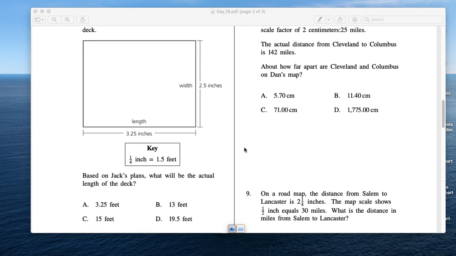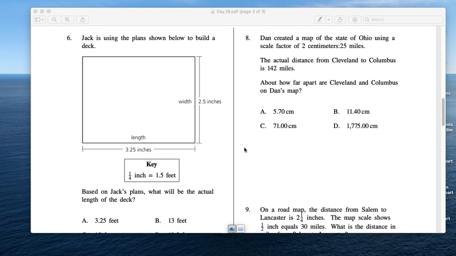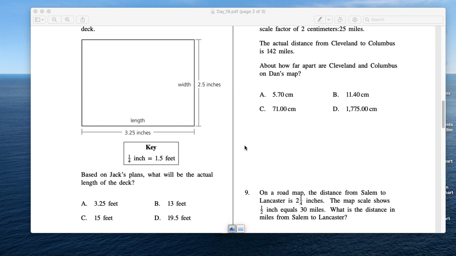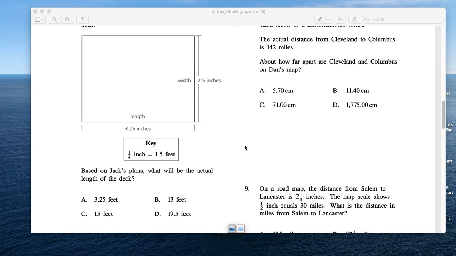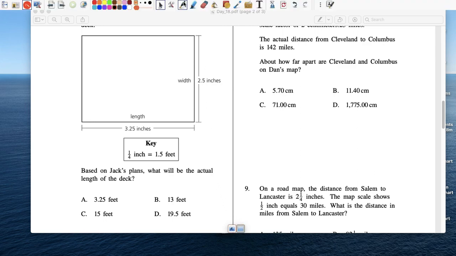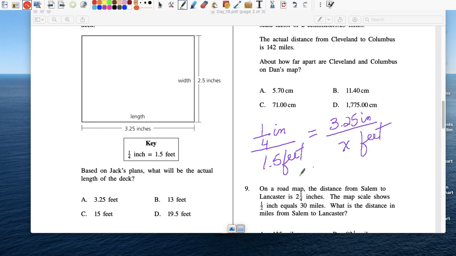6. Jack is using the plan shown below to build a deck. That's his map, his drawing. Based on Jack's plan, what will be the actual length of the deck? The key says that 1/4 of an inch is 1.5 feet in real life. The length of the deck right now is 3.25 inches. How many x feet does that correspond to in real life?